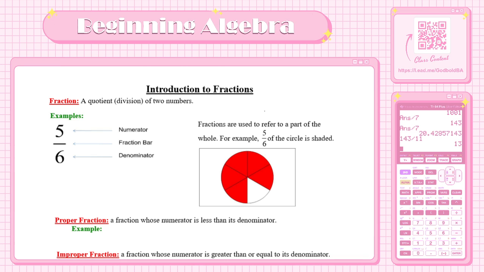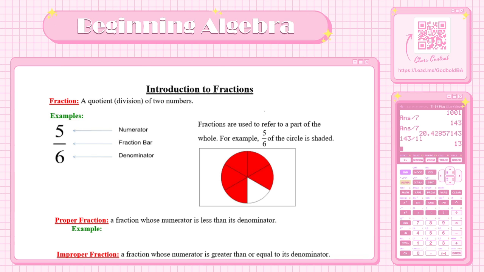A fraction, while it does represent a division, also refers to a part of a whole. For example, the fraction 5/6 refers to 5/6 of the circle. What that means is if you had a circle and you broke it into 6 pieces, 5/6 would be taking 5 of those.